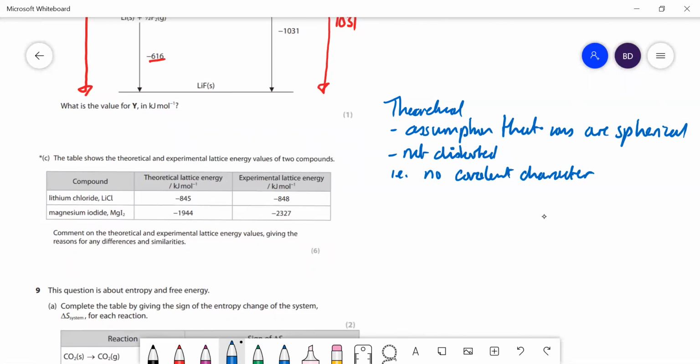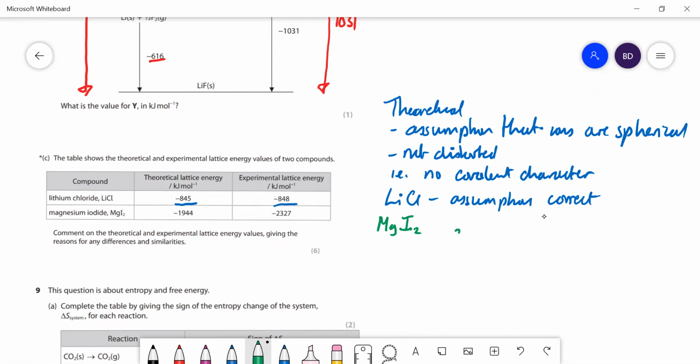Now, if we look at lithium chloride, there's a good agreement there. They're very close, so we can say that the assumptions are correct. There is no covalent character and no distortion of the ions. If we look at magnesium iodide, there's a big difference, okay? And that means there is some distortion going on there. There's some covalent character.